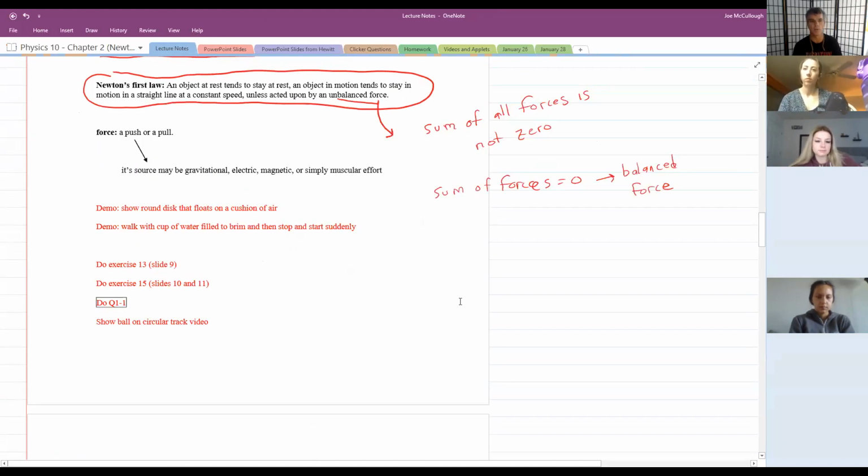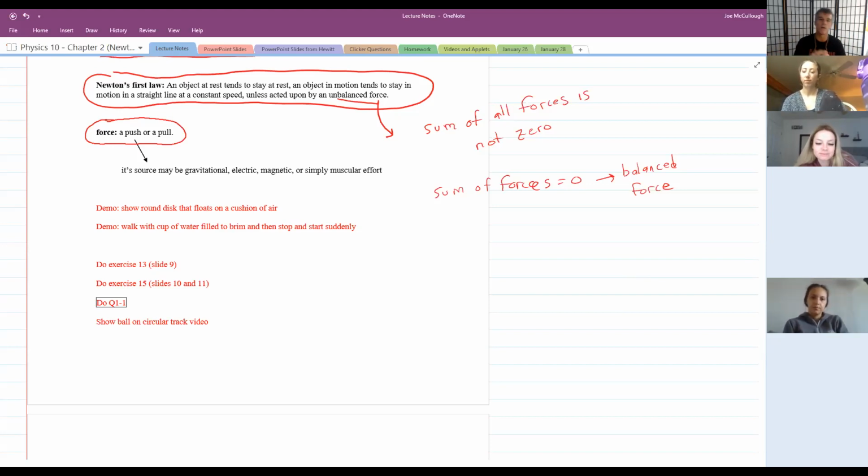So let's just talk about what is a force. You guys are probably familiar. A force is just a push or pull, right? If you wanted to exert a force on me for some reason, maybe you didn't like the way I graded your quiz or something, what would you do? You'd grab me, you'd push me, you'd pull me, something like that. So the very simplest definition of a force is a push or pull.